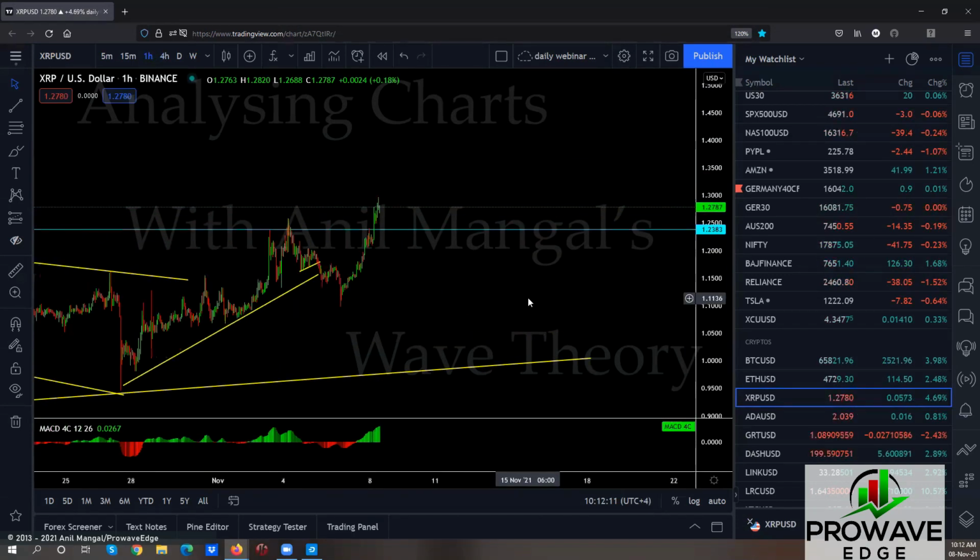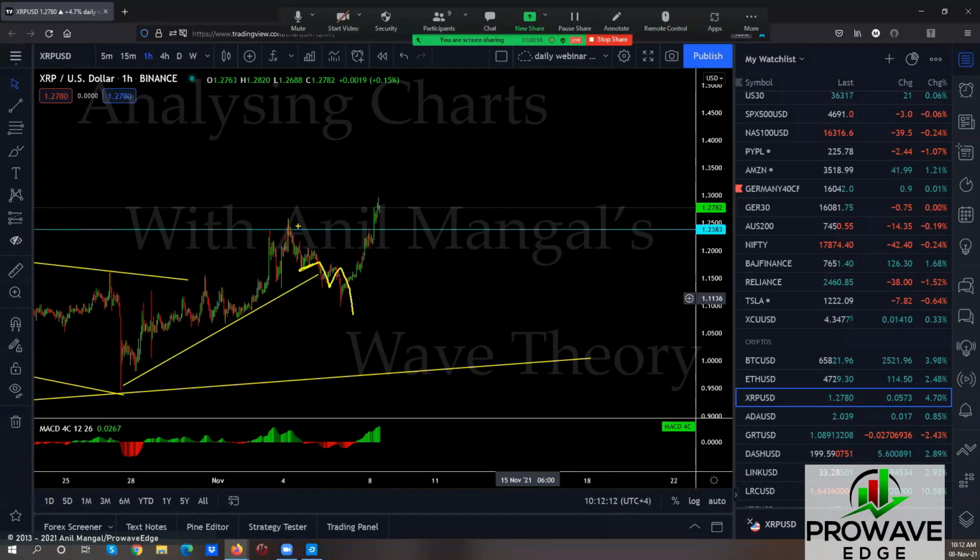This was a good buy setup, I think. This here was a good sell. It dropped, and then when it started to pull back, you could close the trade here. Look for this buy setup. Look for that buy setup.